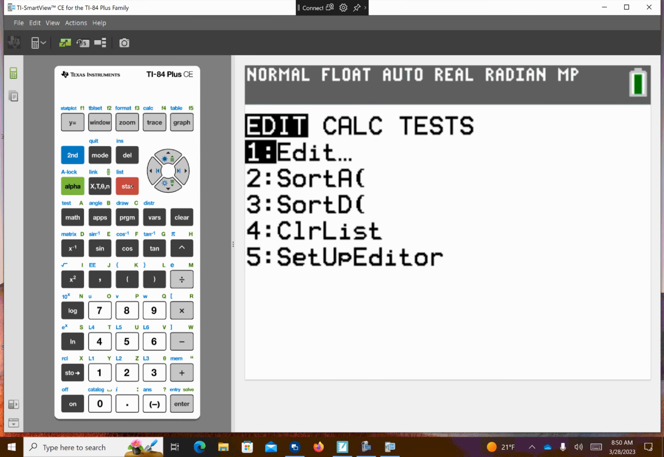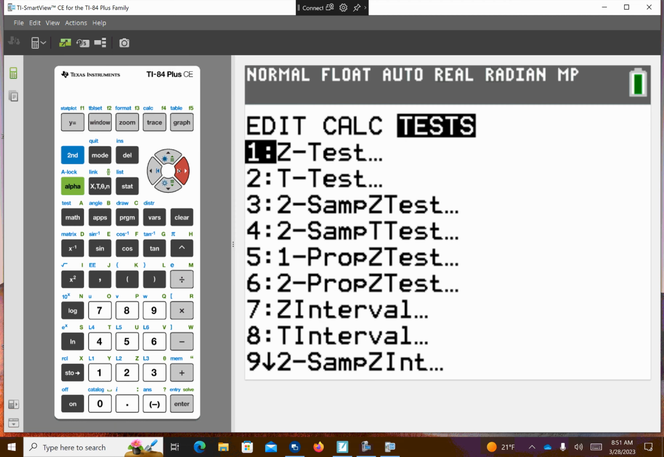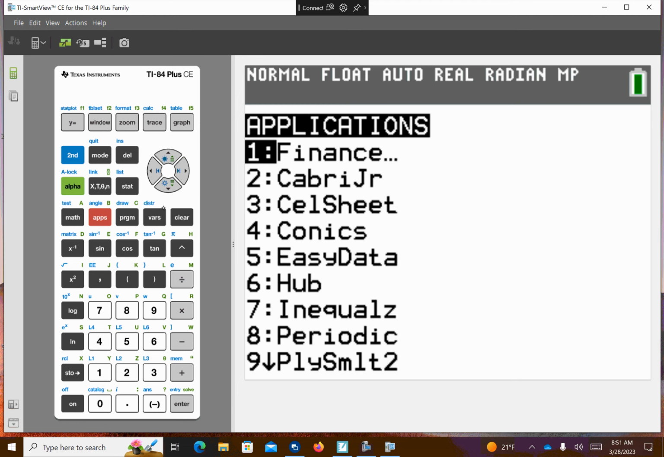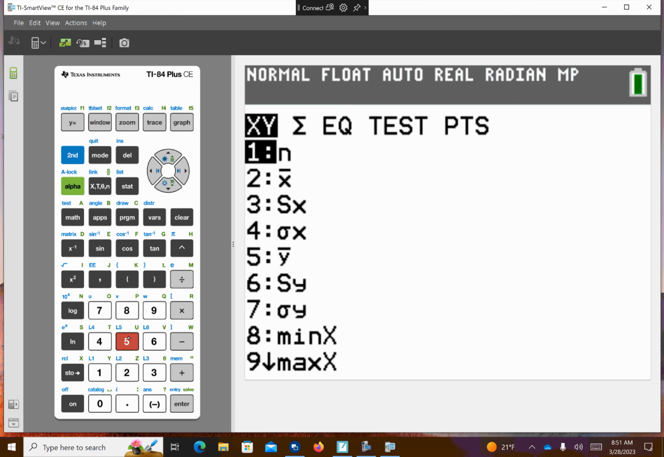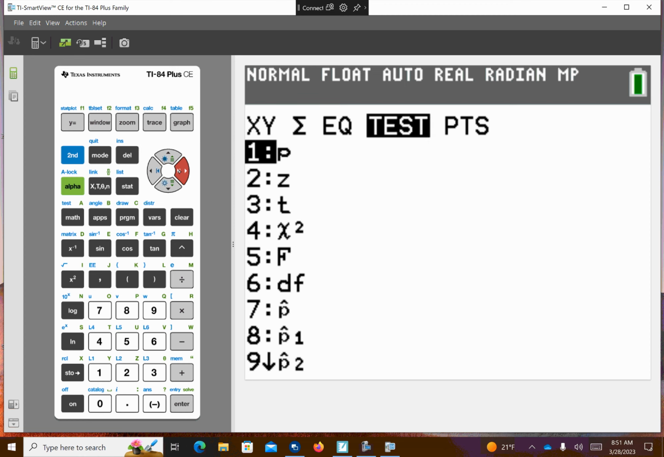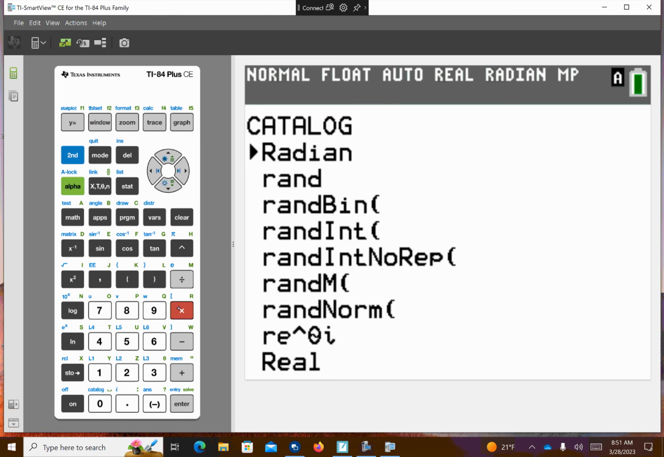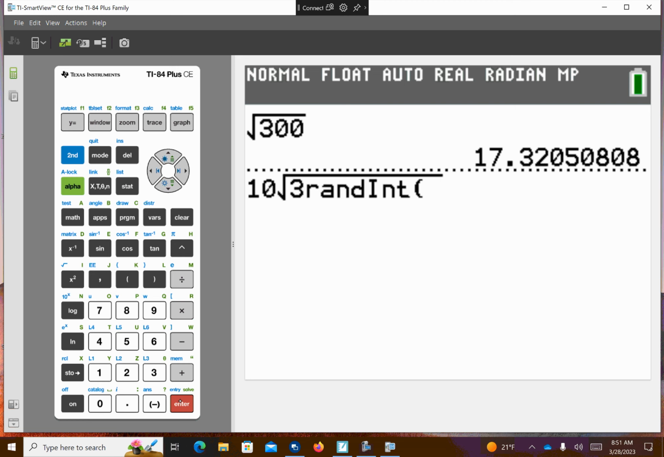So if I go to stat, I've got to remember where it's at. Stat, calculate, test. No, where's that? It's not there. It's been so long since I've used this. Vars, statistics. Looking for the random number generator. No, I'm not going to find it that way. So I'm going to go to the random number generator here. Random integer. Let's see if I can do this right. Oops, clear. Second catalog.